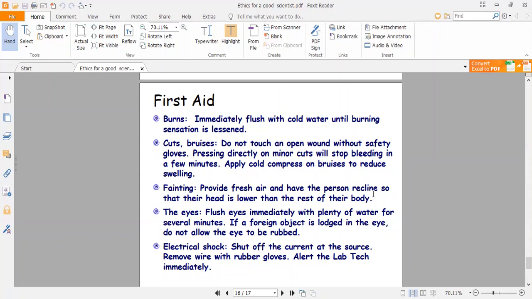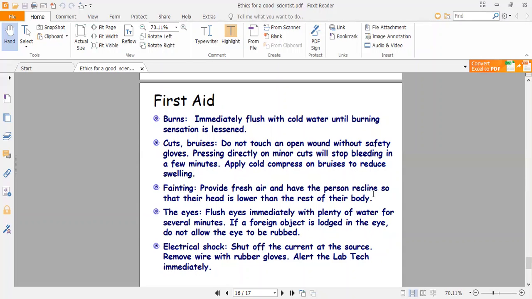For example, if somebody gets burns, then you should know that the burn must be immediately flushed with cold water. And if somebody gets some cuts, then that should not be dealt with without safety gloves. And you should try to stop bleeding as soon as possible by applying cold compresses on bruises, and that would stop swelling also.